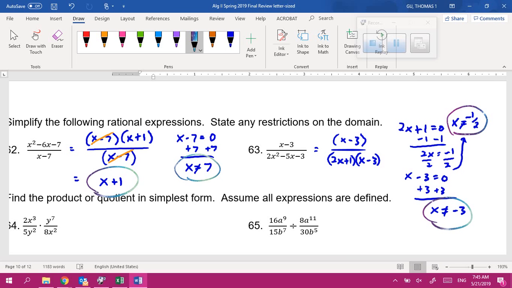x does not equal positive 3. Oh, whoops, x not equal positive 3. I just wrote down what you said. x not equal positive 3, right.